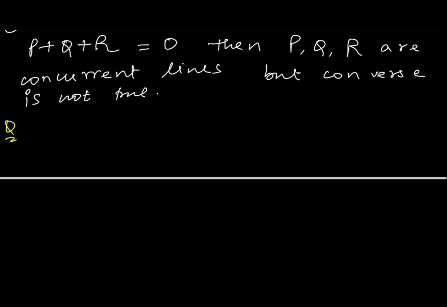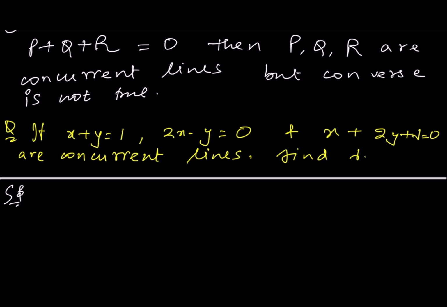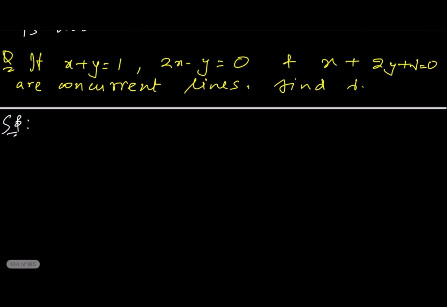Question 1 is, if x plus y is equal to 1, 2x minus y is equal to 0 and x plus 2y plus lambda is equal to 0 are concurrent lines, then find lambda. Okay. So if three lines are concurrent, then the determinant corresponding to these lines is 0.